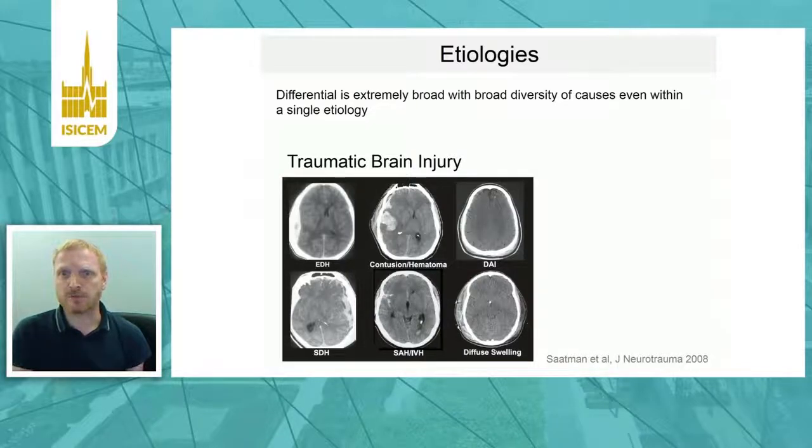And with this broad diversity of causes, there's even diversity of causes for impairment of consciousness within a single etiology. Here are some examples from traumatic brain injury. You can see that all these patients were unconscious, and all of them had traumatic brain injury, but when a patient has an epidural hematoma, some have contusions with hemorrhages, diffuse axonal injury, diffuse swelling, subarachnoid hemorrhage, and subdural hematoma. So it's extremely diverse what can cause disorders of consciousness.